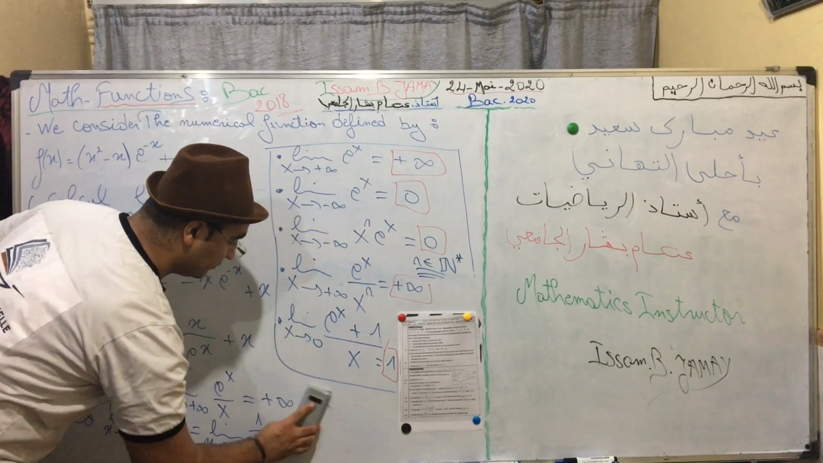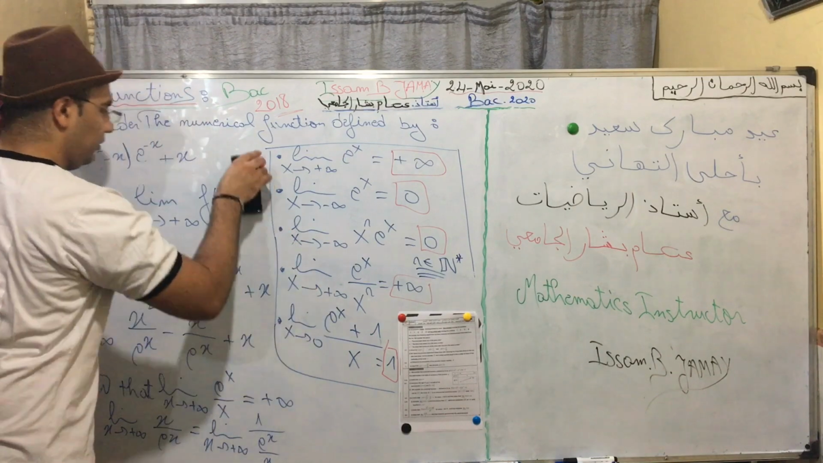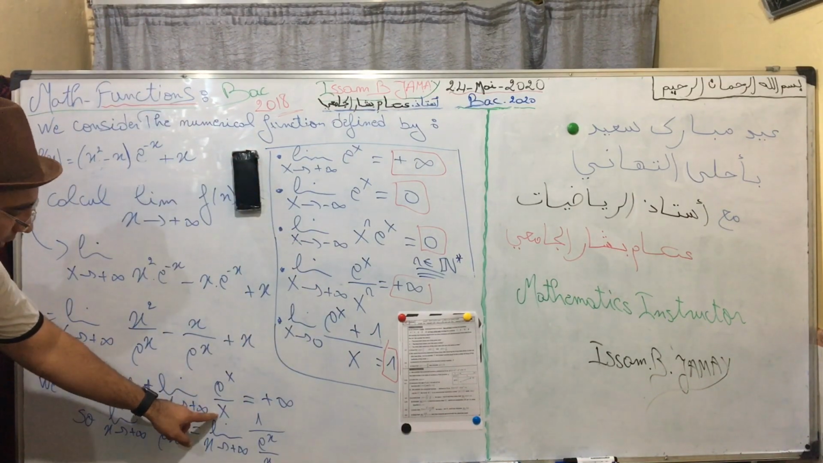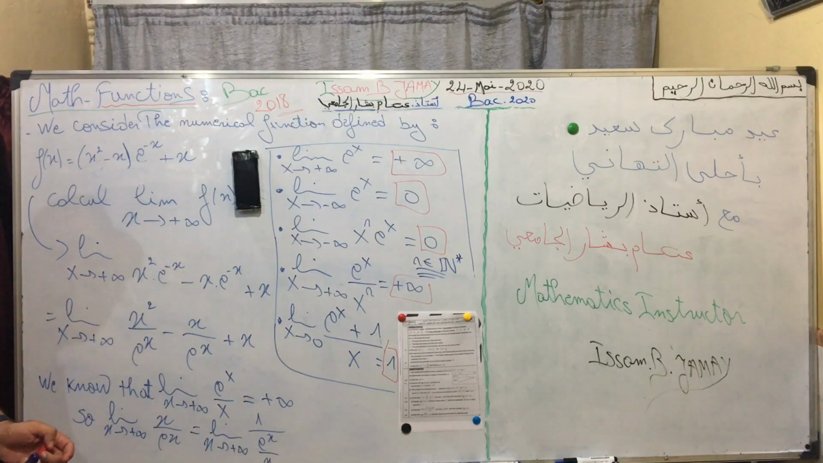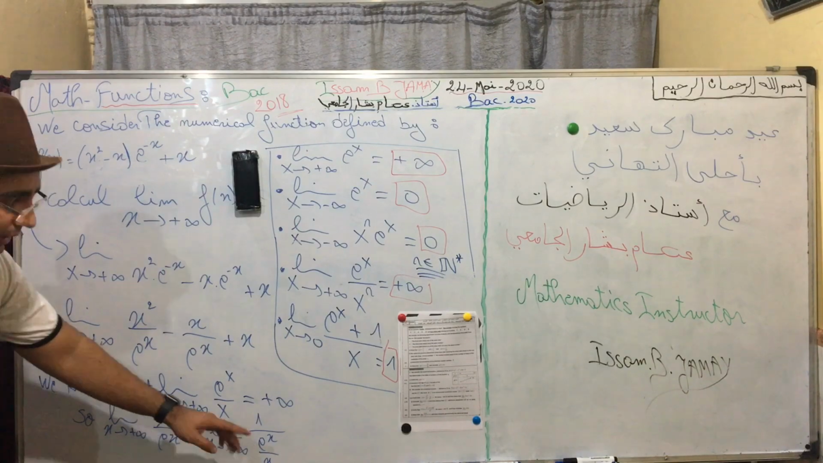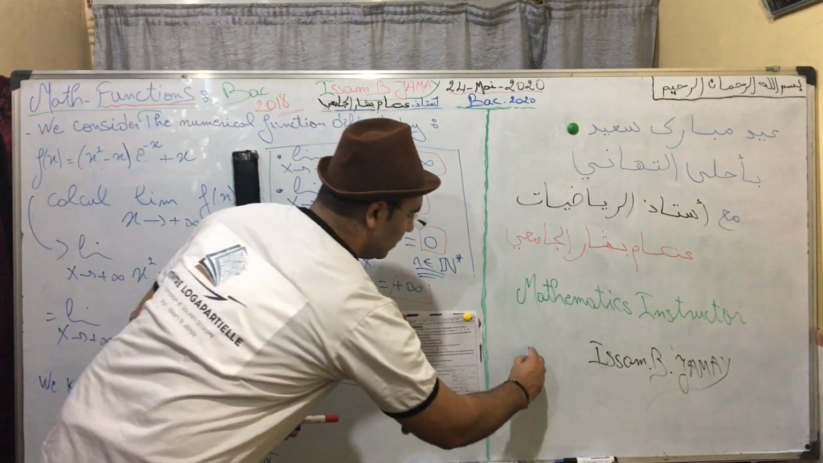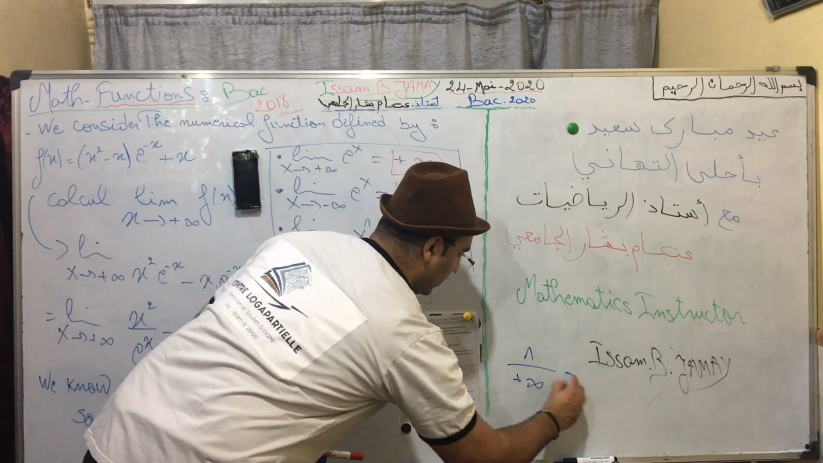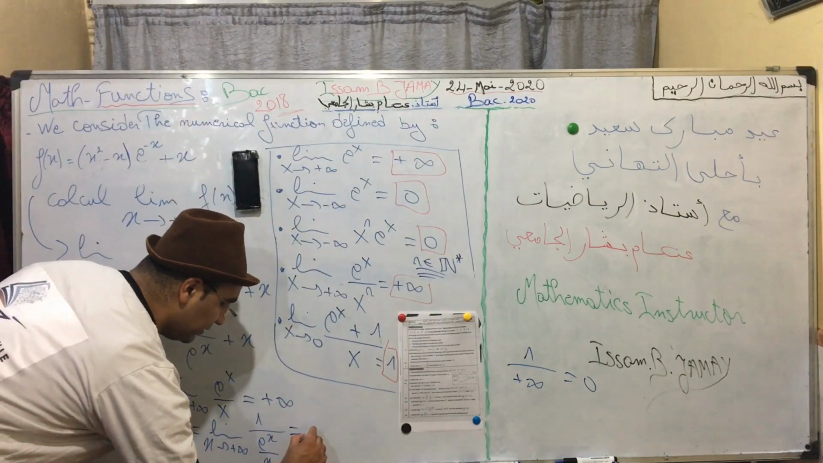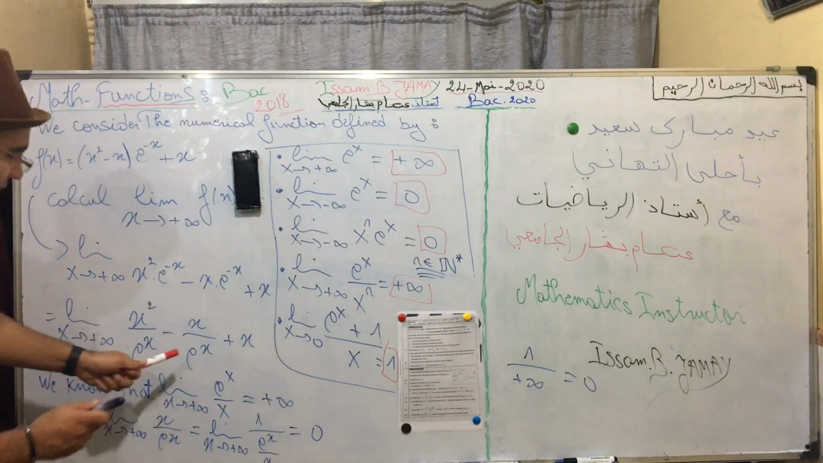Okay? So I already said that we know that the limit of exponential x over x is equal to plus infinity. So what's going to be 1 over plus infinity? It's actually equal to 0. We have this in mathematics. So it's equal to 0. So this one is 0.